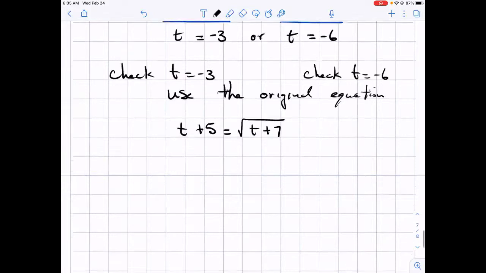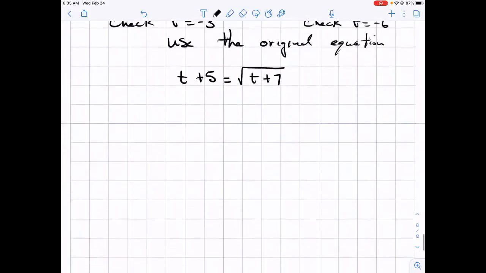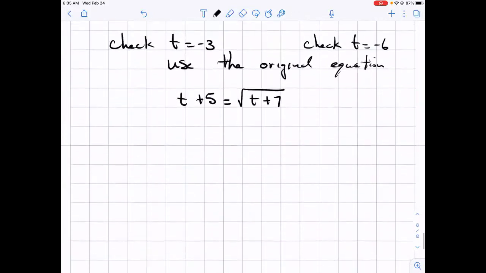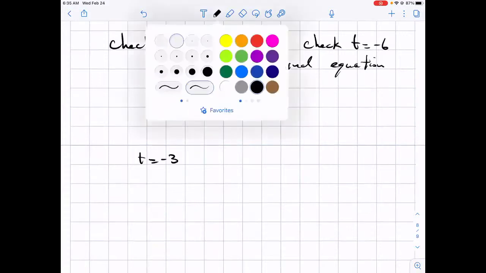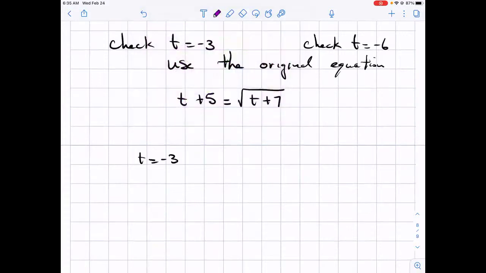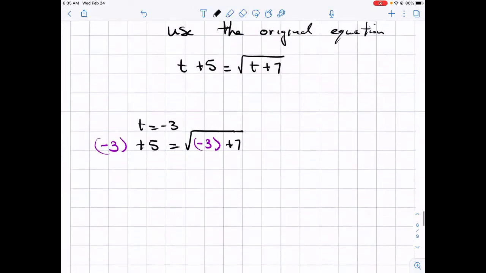Yeah. So let's see when t is equal to negative 3. T equals negative 3. So we have negative 3, okay, plus 5 equal to the root of negative 3 plus 7. Okay.